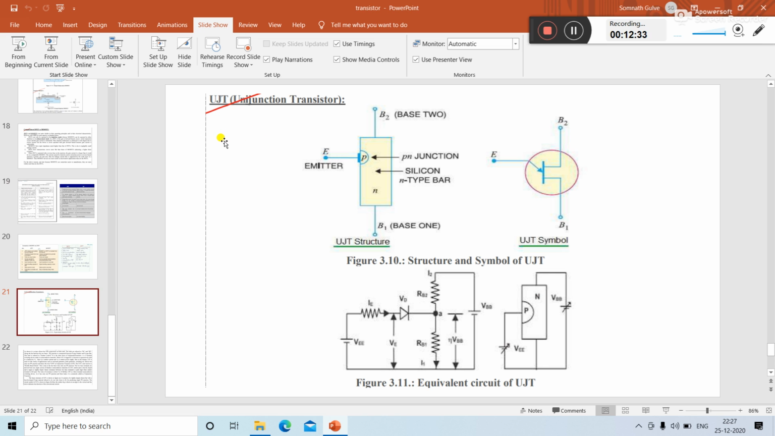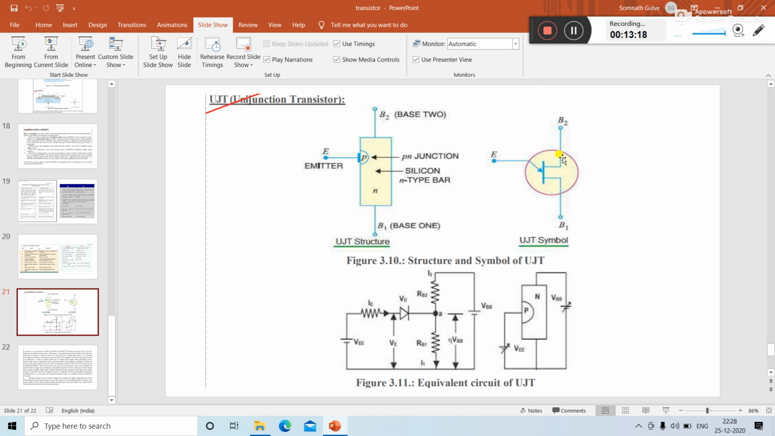Now we will move towards the UJT. UJT stands for Unijunction transistor. Up till now we have been talking about the transistor, and in a transistor there are 2 junctions and 3 terminals, but UJT is an exceptional case of a transistor in which there is only 1 junction. That's why it is named a Unijunction transistor. Like a transistor, it has 3 terminals, namely emitter, base 1 and base 2. But like a diode, it has only 1 junction, so the name is Unijunction, and having 3 terminals, it is a transistor.